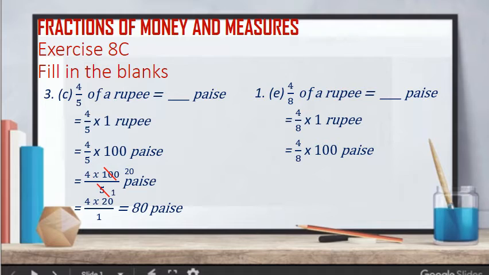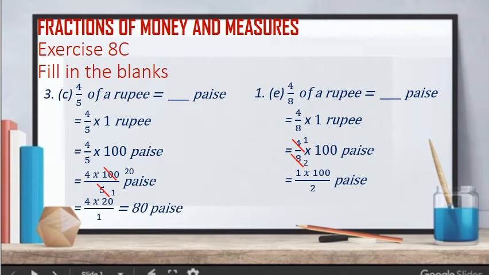Now children, what will we do? Let us see. This is equal to 4 multiplied by 100 upon 8. And we can divide the numerator 4 and the denominator 8 by common number 4. And 4 divided by 4 is equal to 1 and 8 divided by 4 is equal to 2. So what is left? 1 multiplied by 100 upon 2 paise.